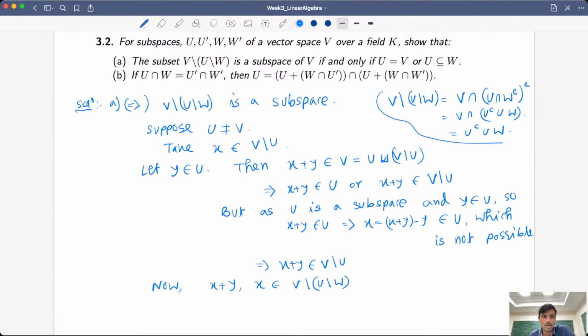So this is this, and I take my V minus U. So X belongs to U complement, and in this case X plus Y also belongs to U complement, right? So this is just U complement and this is U complement. So this implies that X plus Y, comma, X both belong to V minus U minus W, that is just U complement union W, right? Because this belongs to U complement itself, and V minus U minus W is a subspace.